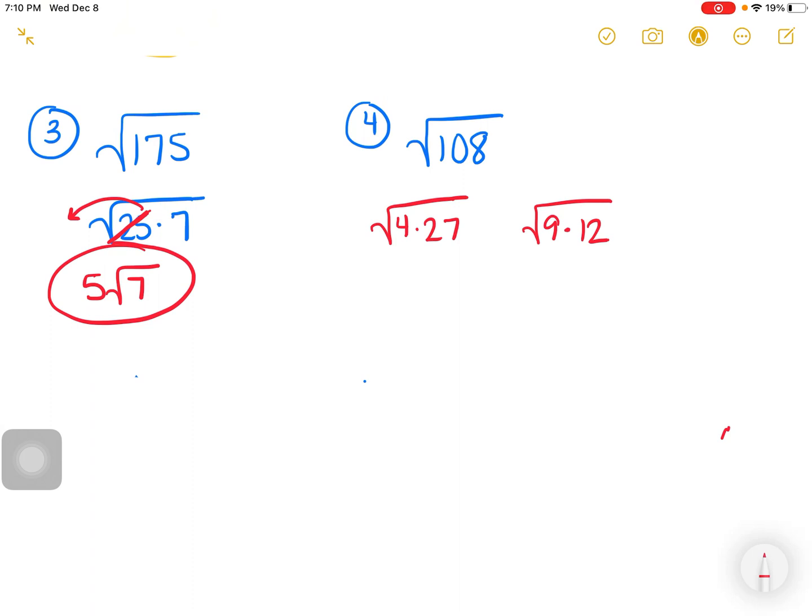Let's see, the next one. Next perfect square would be 16. 108 divided by 16 doesn't go in evenly. 108 won't divide by 25 evenly.